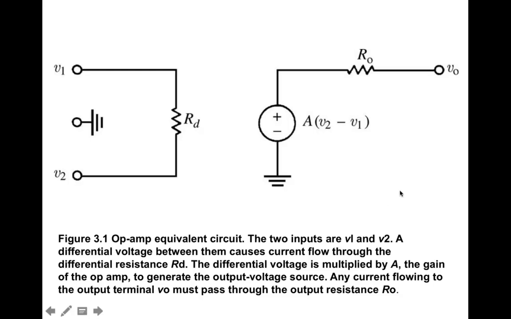This is an example of an op-amp equivalent circuit. In general, you have two inputs, the inverting input and the non-inverting input, also known as V1 and V2. When there's a differential voltage between V1 and V2, then a current flows through this differential resistance R sub D. This differential voltage is multiplied by A, the gain of the op-amp, and that generates an output voltage source. So you have A times V2 minus V1. Any current that flows to the output terminal V0 has got to pass through this output resistance R sub 0. So this is basically the equivalent circuit of an op-amp.